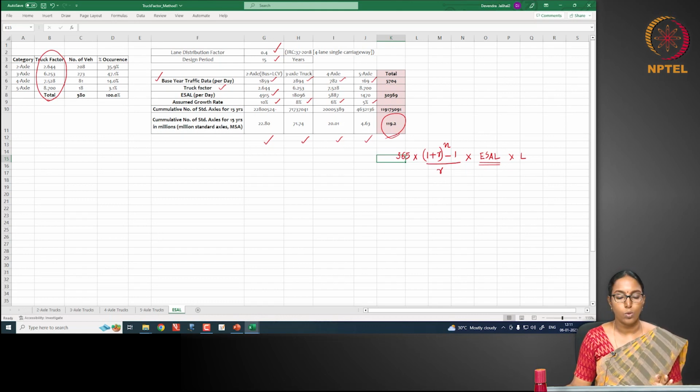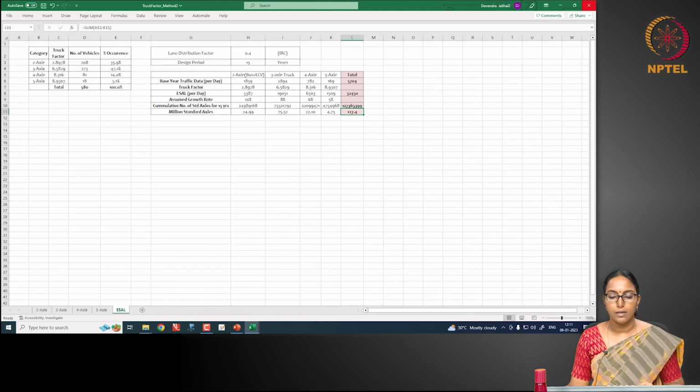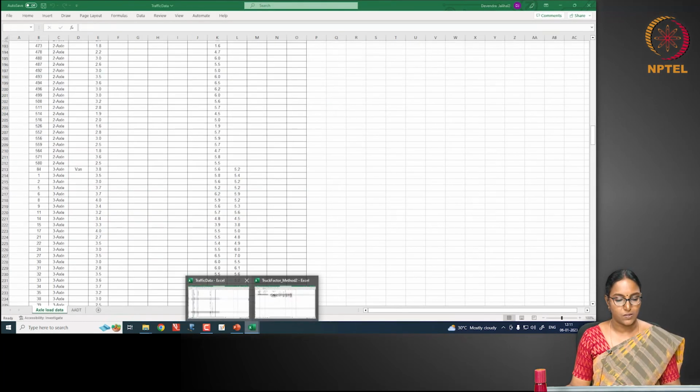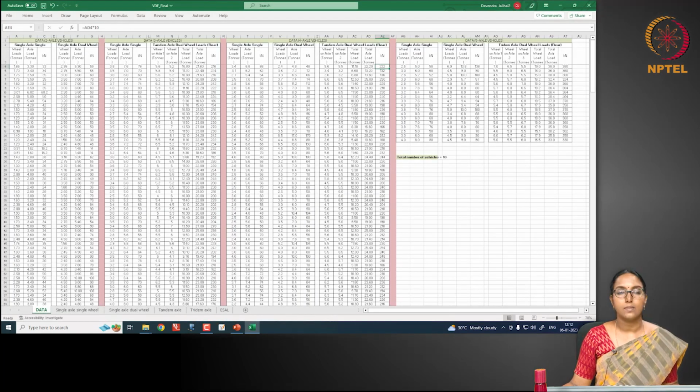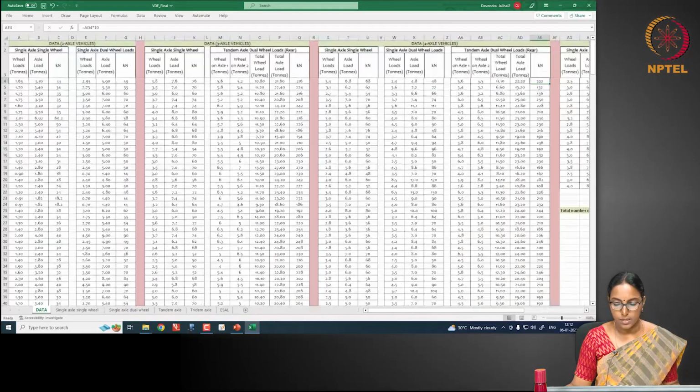We will see how the vehicle damage factor is calculated from the axle load data and how the equivalent single axle loads or the design traffic is estimated. Okay. So this is the same data that we have used for computing the truck factor, or computing the ESALs based on the truck factor method. The data is presented in this first Excel sheet, as you can see here.